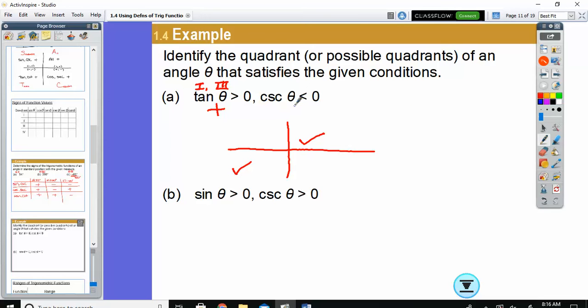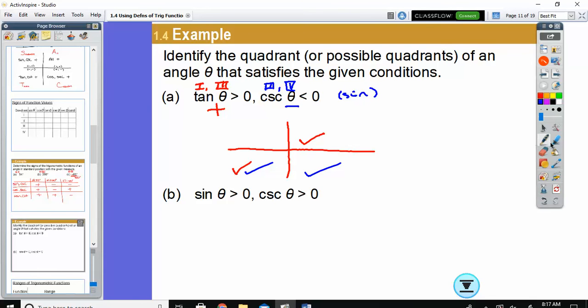Second thing, cosecant is less than 0. Less than 0 means negative. Cosecant is the reciprocal of what? Sine. So I'm asking you, when is sine negative? So in quadrant 1 they're all positive. Students, in quadrant 2 sine is positive. So it would be negative in 3 and 4.